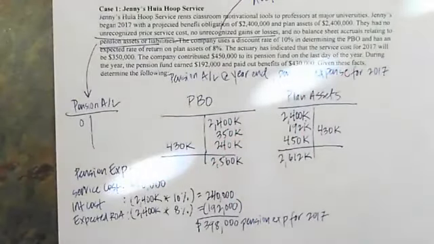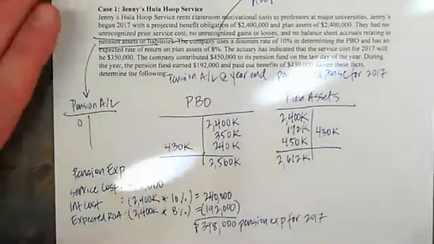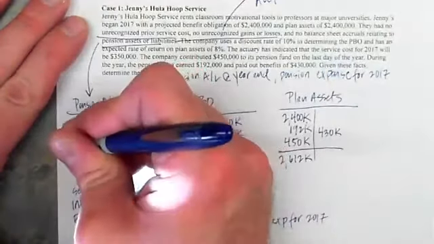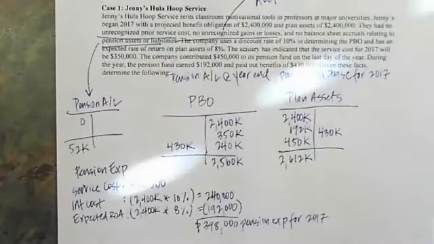All right, so now do we have an overfunded or underfunded plan? Compare the two. Since I have more assets in my plan, in my pension fund, than I have as my defined benefit obligation, I actually have an overfunded fund, which is very unusual. And I would have a pension asset liability of $52,000.